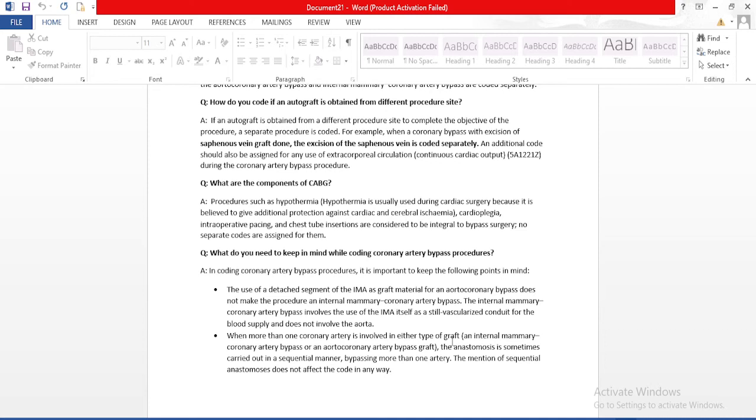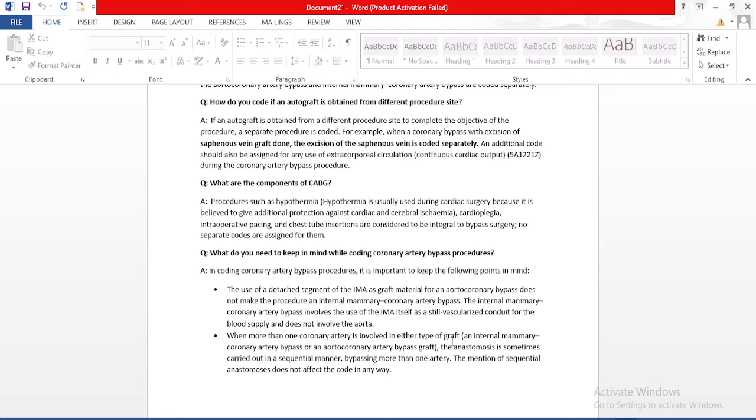If the graft is taken from another site not related to the procedure site, we need to code it separately. For example, when a coronary bypass with excision of saphenous vein graft is done, the excision of the saphenous vein is coded separately. Why? Because these are different procedure sites. The coronary arteries are related to the heart and the vein is located in the leg. So we need to code both separately.